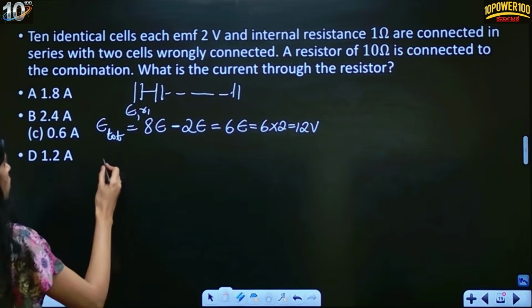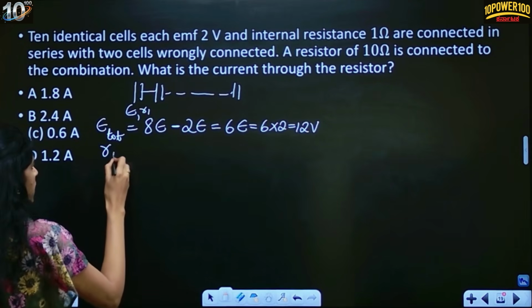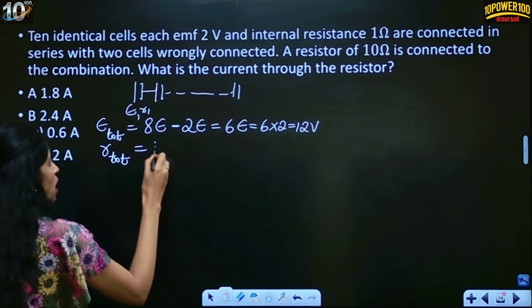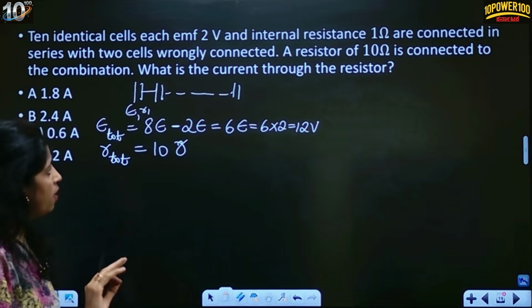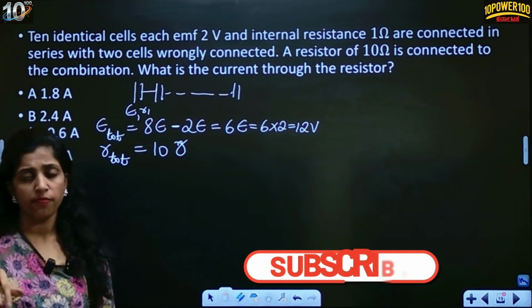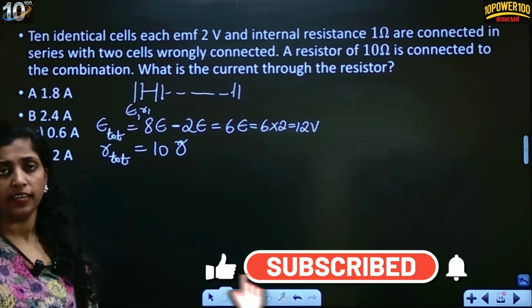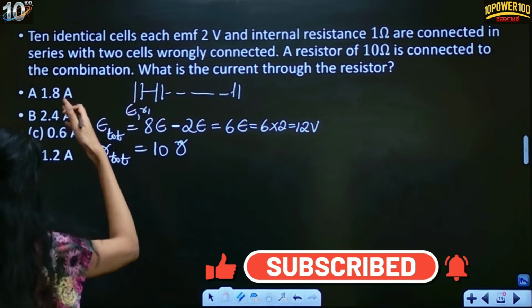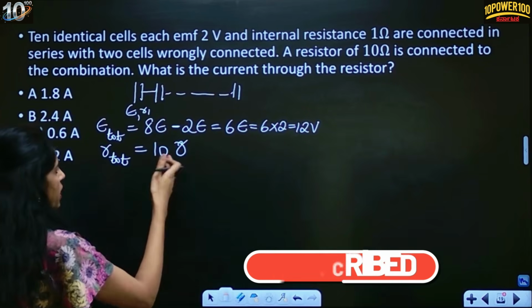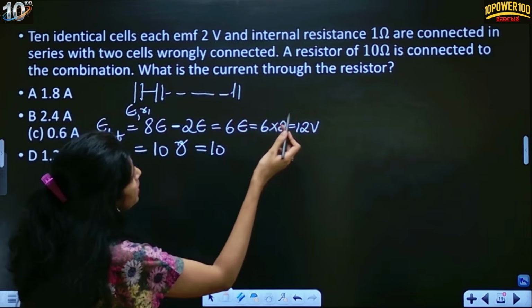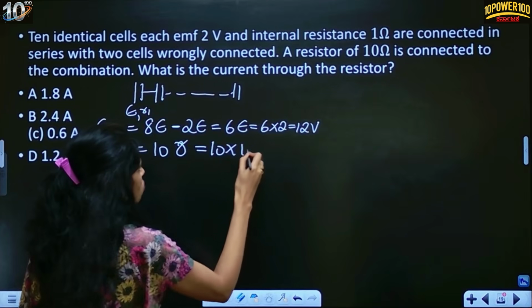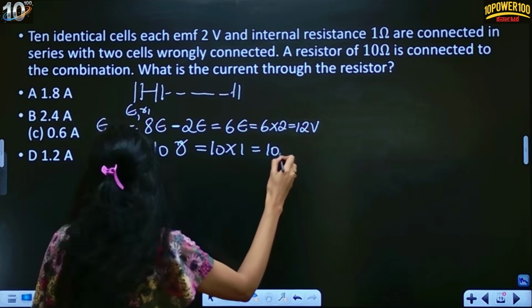Next, what is the total resistance? Internal resistance, it is completely 10 into r. Internal resistance will not matter even if it is wrongly connected. You directly take internal resistance as total, however much is connected. Total 10 cells, so directly you take 10 times r. What's the value of internal resistance, guys? Internal resistance is 1 ohm. So 10 into 1 is 10 ohm.